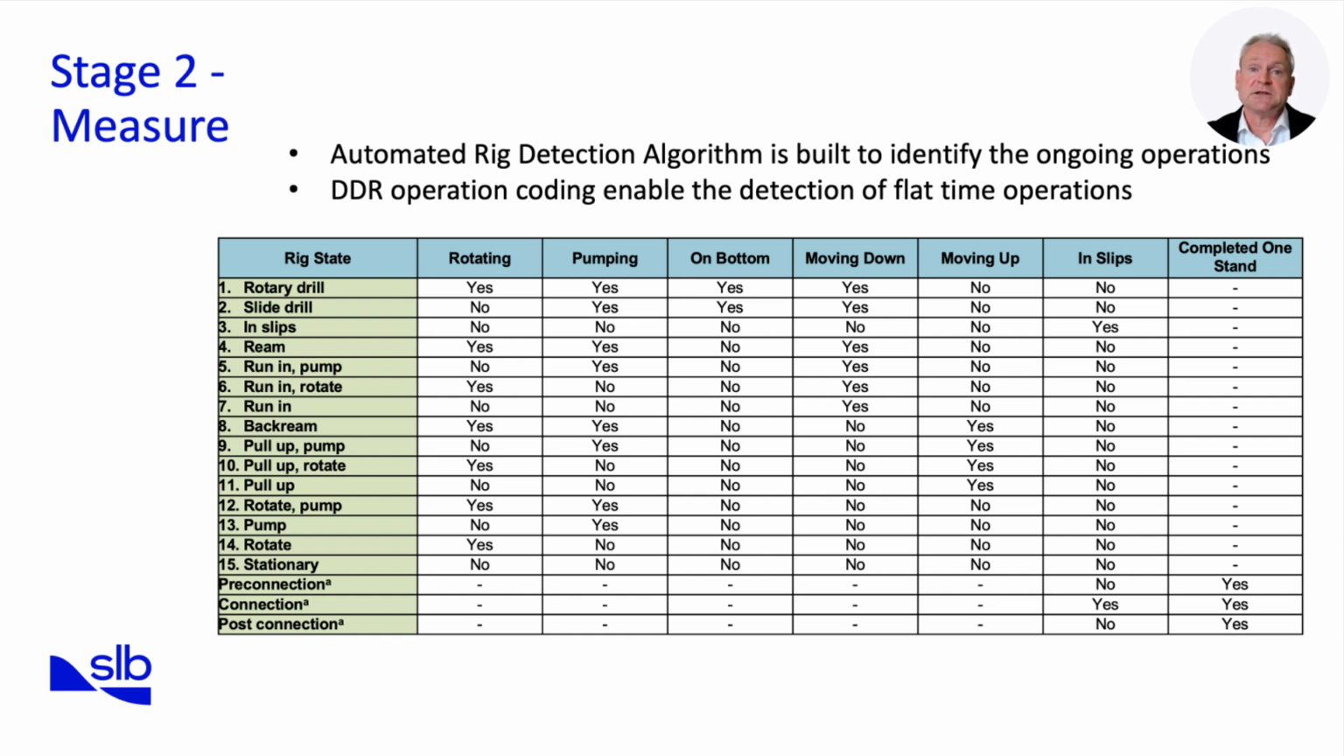Rig state detection is essentially the process of computing exactly what the rig is doing at any given time. This is determined by analyzing sensor data for torque, rotary speed, hook height, pump pressure, mud flow rate, hook load, and depth. From these inputs, the system generates an integer channel within the time series data, which stores the computed rig state.